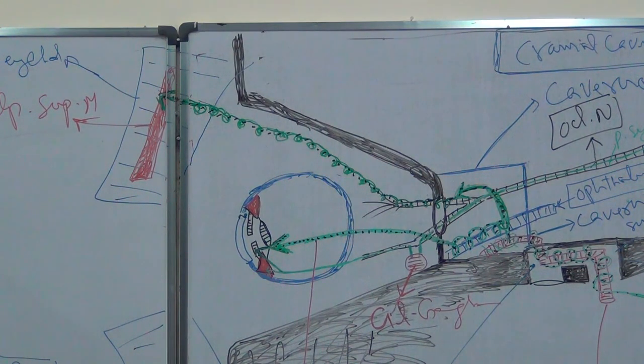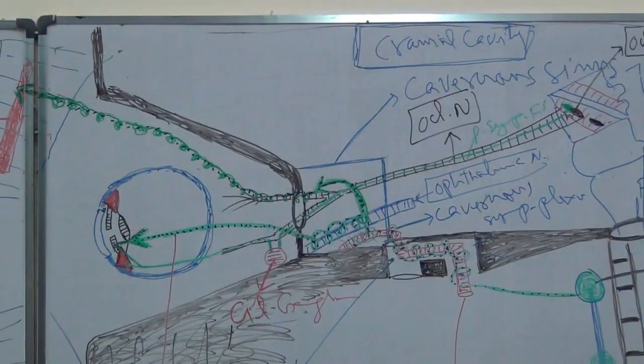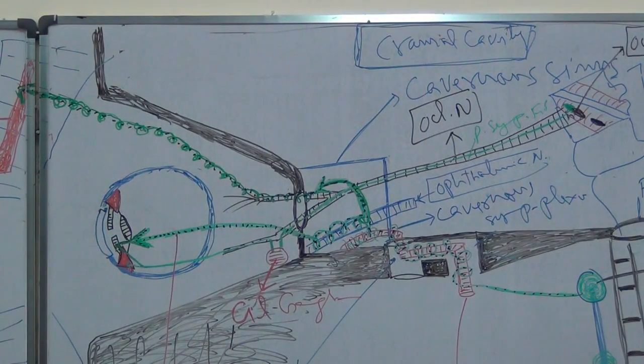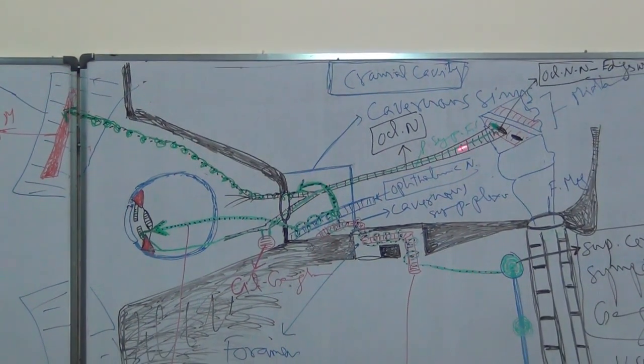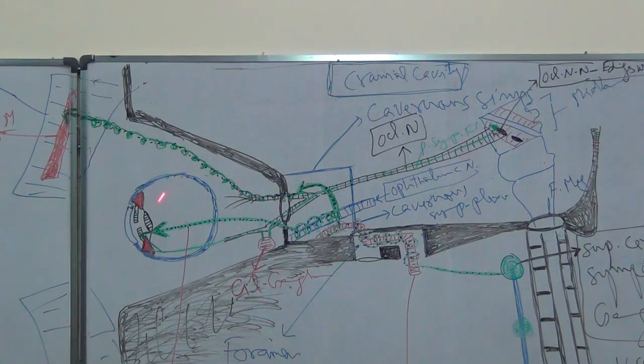So this was a brief about the origin, course, termination and supply of motor fibers of the oculomotor nerve, the parasympathetic nerve fibers of the oculomotor nerve, which part they supply, and the sympathetic fibers which originate from the superior cervical sympathetic ganglion, reach the cavernous sinus, where they form the carotid plexus, and these sympathetic fibers are picked up by the ophthalmic division of the trigeminal nerve and the oculomotor nerve to supply the dilator pupillae muscle of the iris and to supply the smooth muscle part of the levator palpebrae superioris muscle.